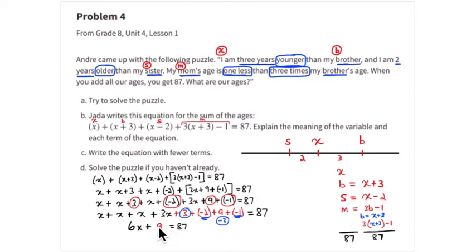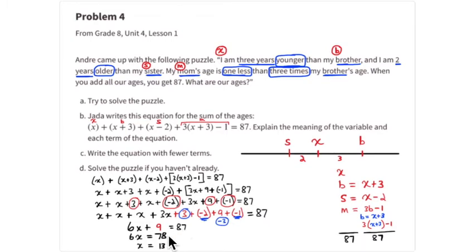So if I subtract this 9, it's going to equal 78. So Andre's age is 1/6 of 78. 6 times x equals 78, so 1/6 of that, which is x, equals 1/6 of 78, or 78 divided by 6, which equals 13. So x is equal to 13, that's Andre's age.